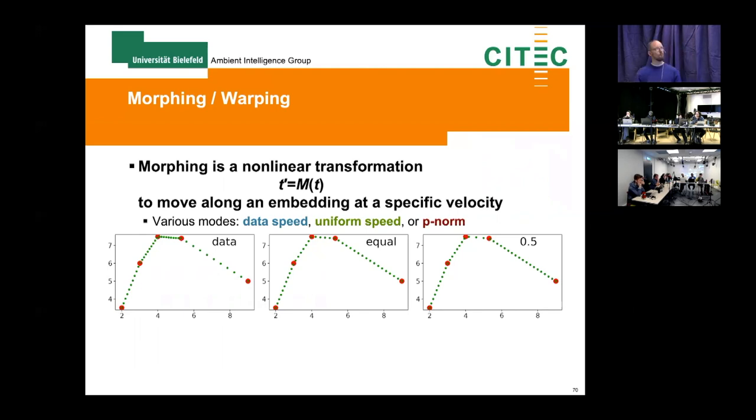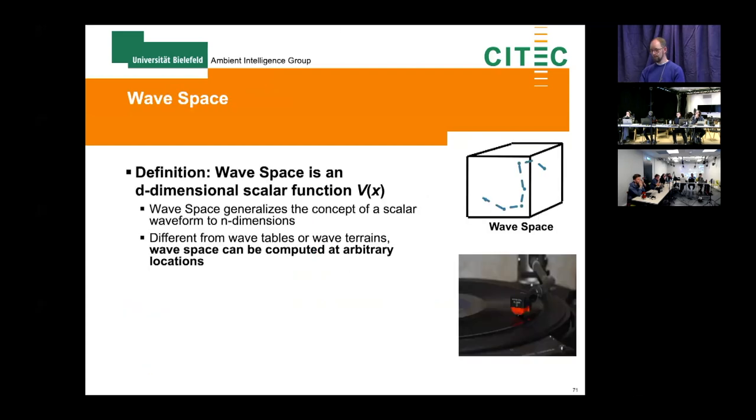And there are different opportunities. If we let the data speak, we would be going fast if the data are fast. We would go at equal speed independent of how far the data points are apart. And there are more possibilities to that. So morphing can be said to be a warping of time as such. So we can decouple our sonification even from time.